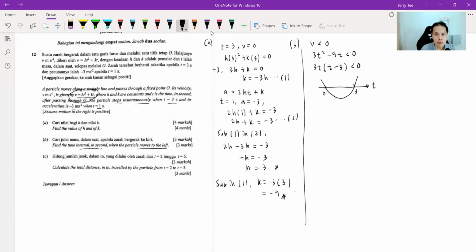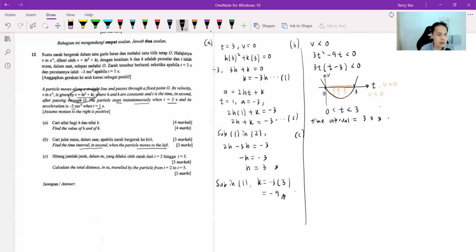Now notice, I hope you know this by now, we are treating the whole thing as v, if you like. V is less than 0 in this region, which falls below the t-axis. At the t-axis, v is equal to 0. Below the t-axis, v is less than 0. So the range of values of t is between 0 and 3. If you want the time interval, or the length of time, we can just take 3 minus 0, which is 3 seconds.